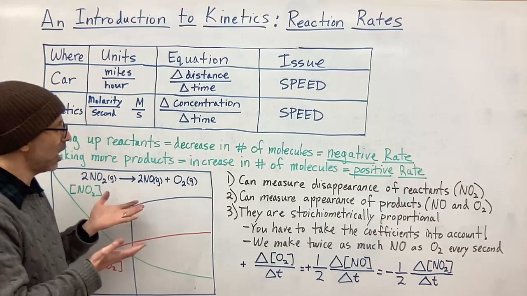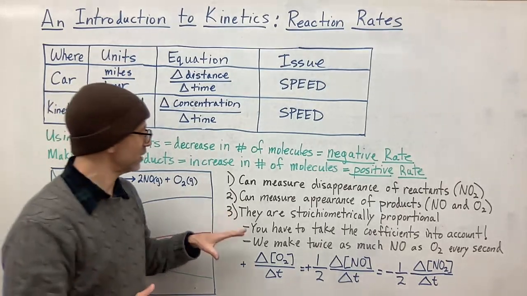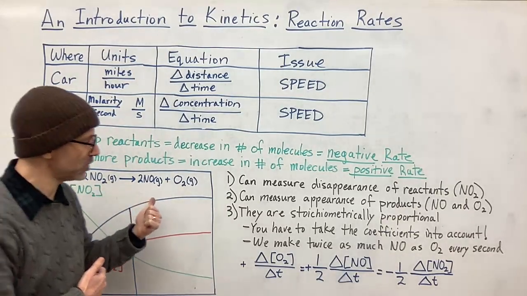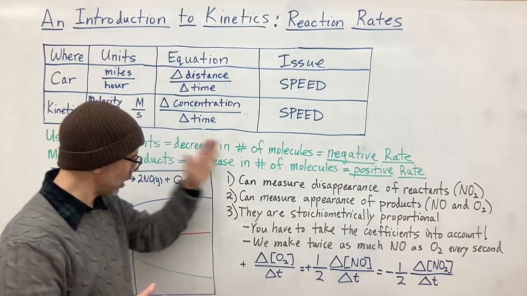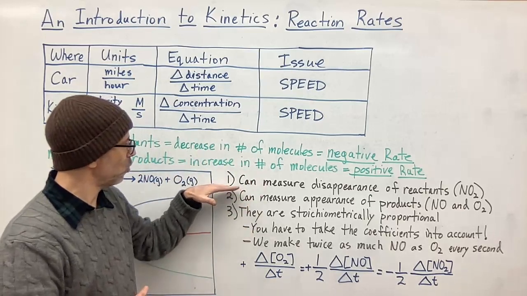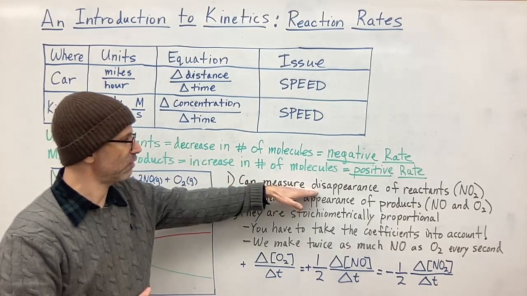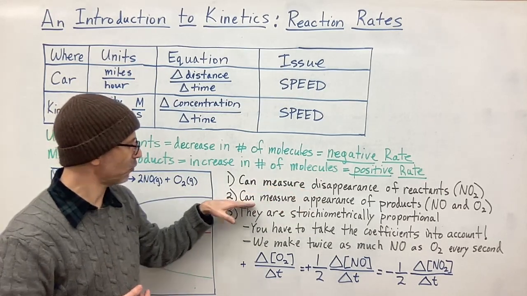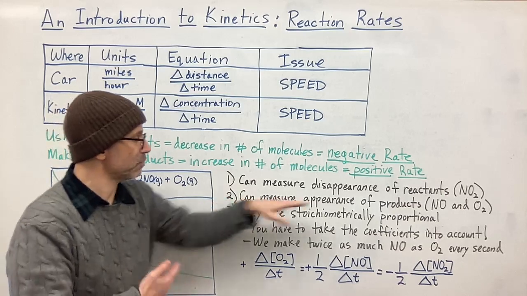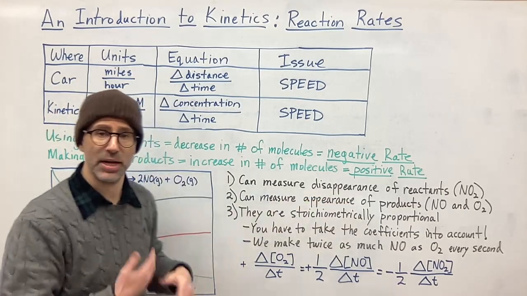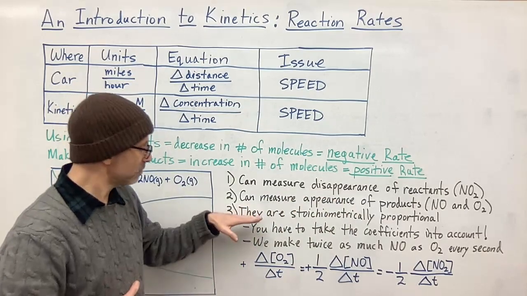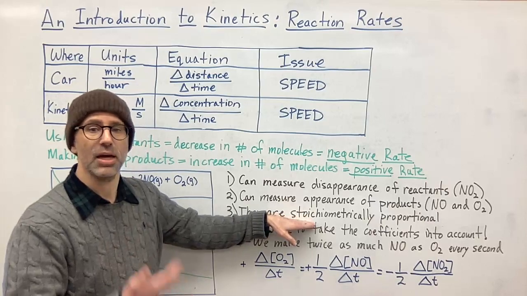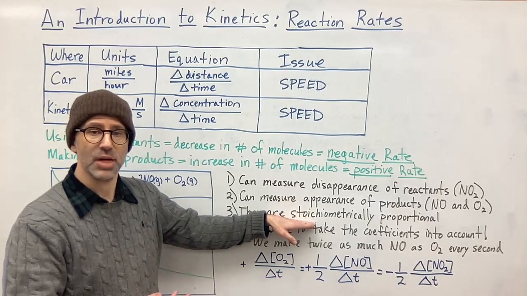So how can I avoid that? Well, I need to take into account the stoichiometric amounts, the coefficients in the equation. Well, what do I do? Well, let's look here. So one, I can measure the disappearance of reactants, right? I can use that to measure the reaction rate. I can also use the appearance of products, right? I can use that to measure the reaction rate. If I do that, I need to take into consideration the stoichiometric proportionality of the various substances.